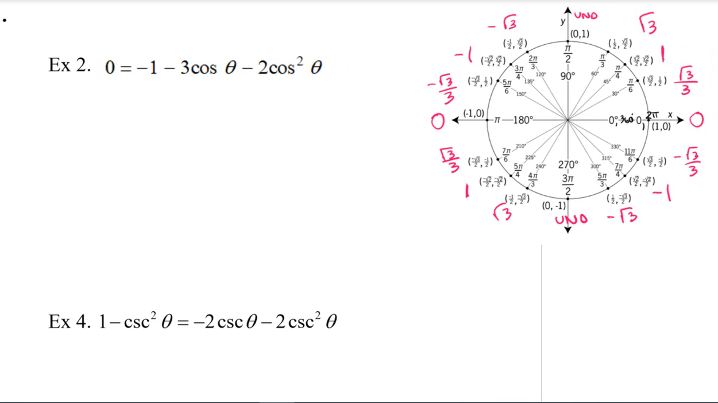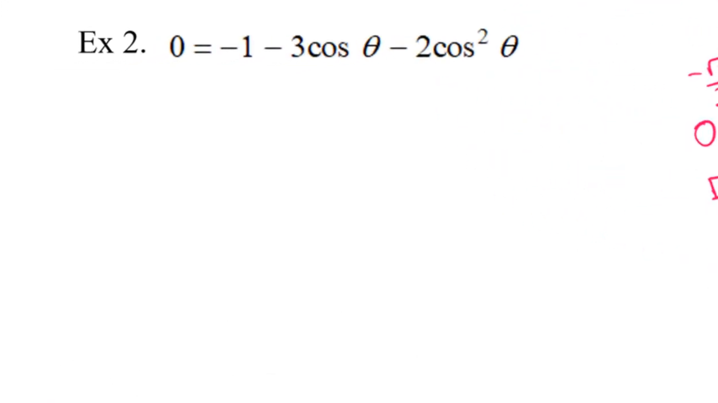So if we take a look at this particular example 2 here, we see that the quadratic term, that negative 2 cosine squared, which I'm going to highlight in yellow, is negative. But all the terms are on the same side. So what we're going to do is multiply through by negative 1. And at the same time, we're also going to write it in standard form.